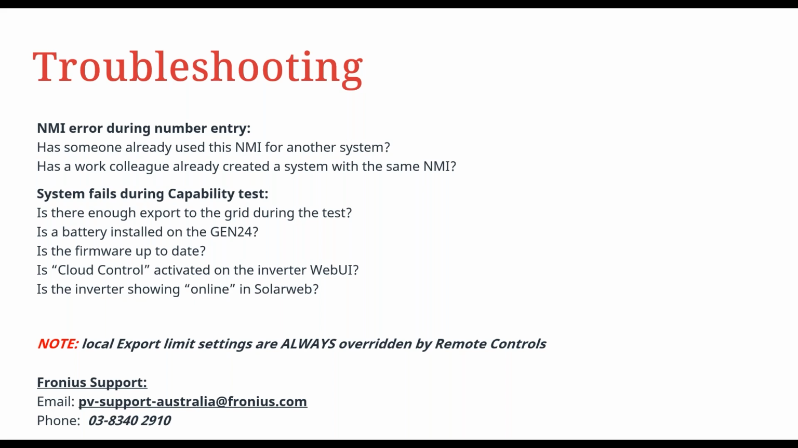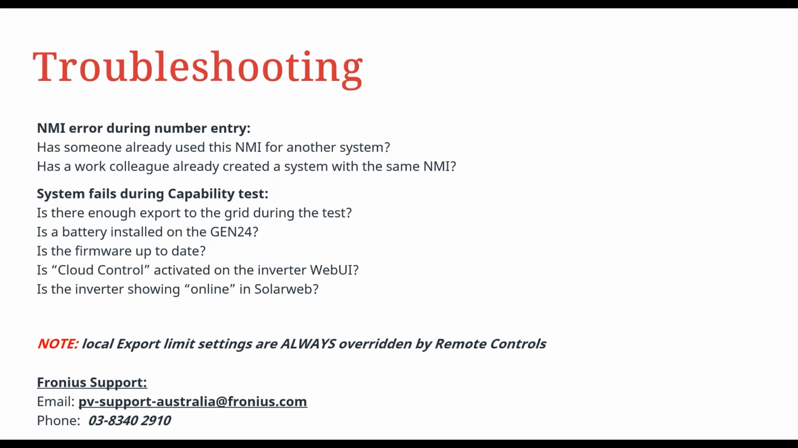Is the firmware up to date? That happens pretty often, that it's not been updated. Is the cloud control activated? We see that every now and then as well, that it hasn't been activated, and so it fails the test. And also, is the inverter actually online in Solar.web and sending data?